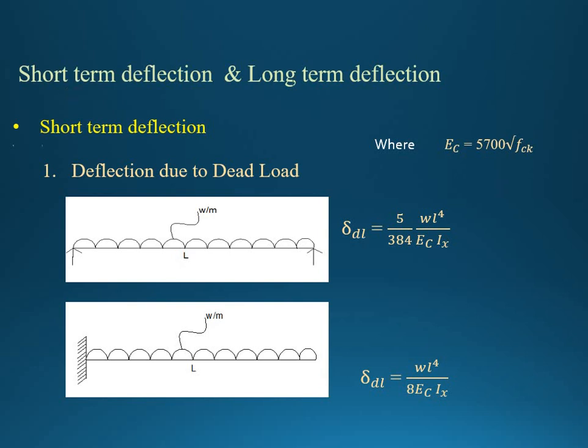And long term deflection occurs in the later stages of concreting, that is after 1 year, 5 years, 10 years, like that. In later stages we can observe this long term deflection. This occurs due to dead load, live load, pre-stress as well as creep. So let's start with short term deflection. As I said, short term deflection occurs due to dead load, live load, and pre-stress.